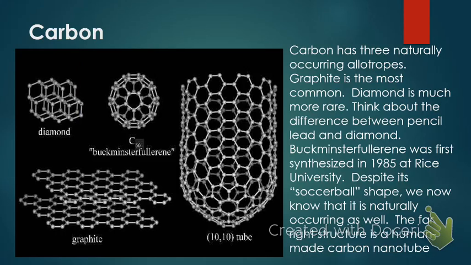One of the things that I always found amazing was that diamond and graphite are both carbon. They're both the same element, yet look at how different they are. They couldn't be more different in the properties they have. In 1985, Buckminster fullerene was first synthesized. Despite this weird cage, soccer ball shape, it actually is naturally occurring as well.